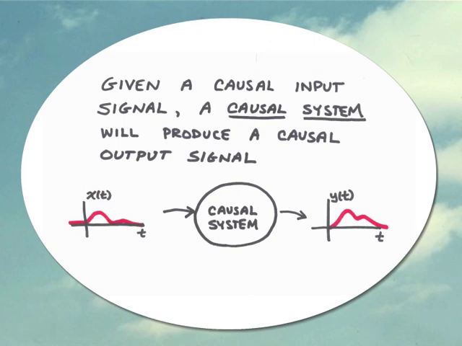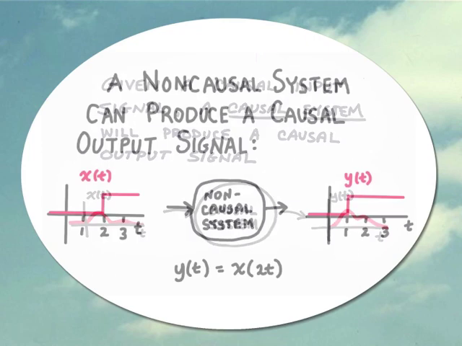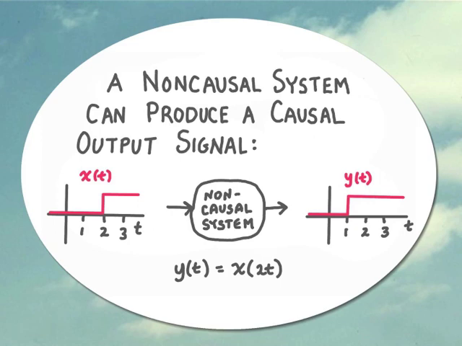That is, if we put in an input signal, like the x of t shown here, that does not start until after time t equals 0, then the output signal will not start until after time t equals 0. This is not true for a non-causal system. For a non-causal system, if we put in a causal input, we may or may not get a causal output.